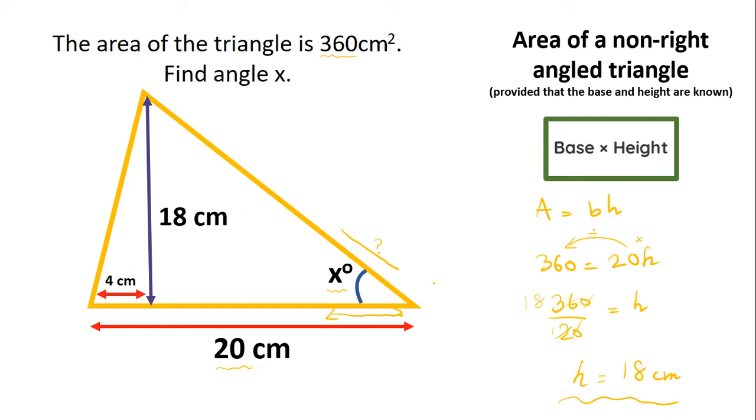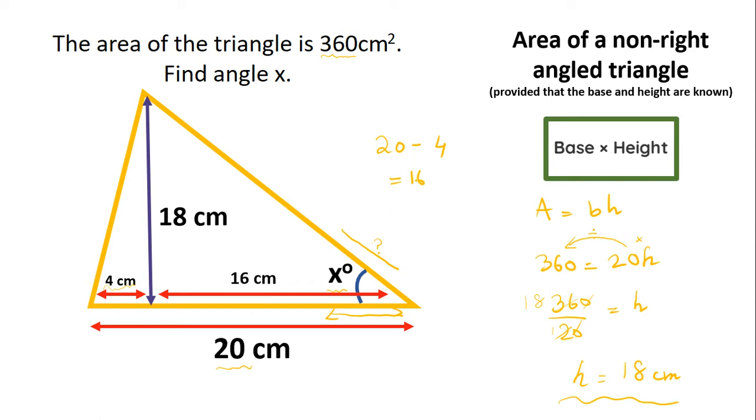Now this is my height, that is 18 centimeter. But as you can see, I am still very far away from finding my x degrees. I still need to work out something in order to find my x. This small length right here is given to me as 4 centimeter, which means that if this whole thing is 20, and one part of it is 4, then this part right here is supposed to be 20 minus 4, which is equal to 16. So this length becomes 16 centimeter.